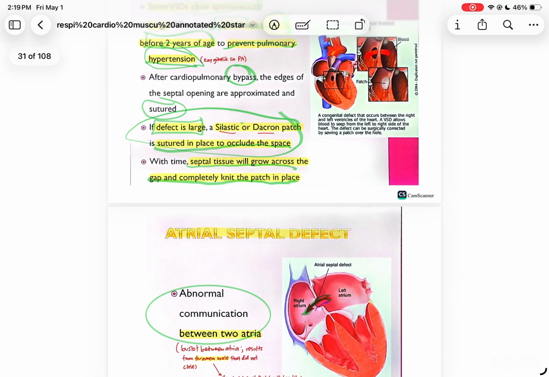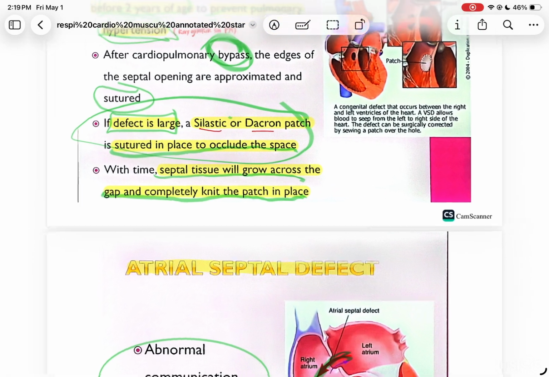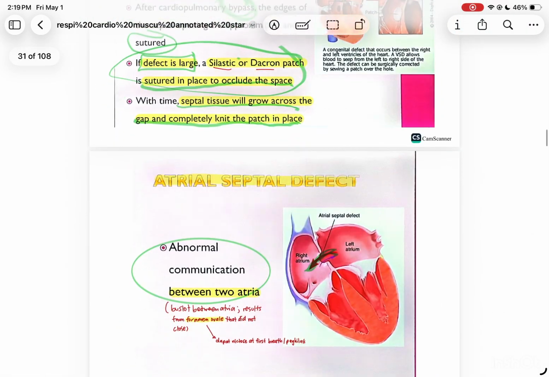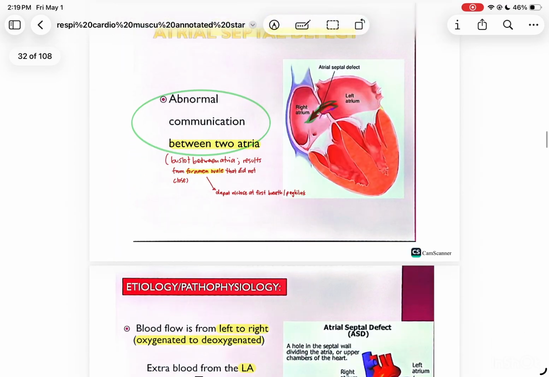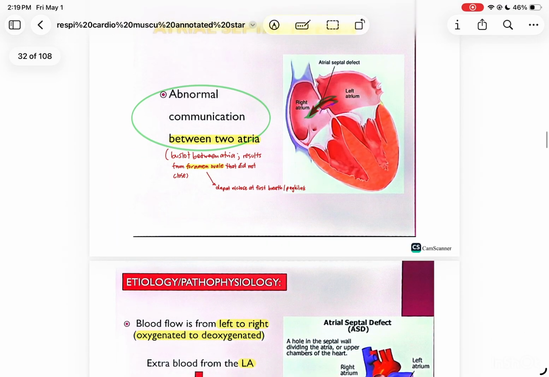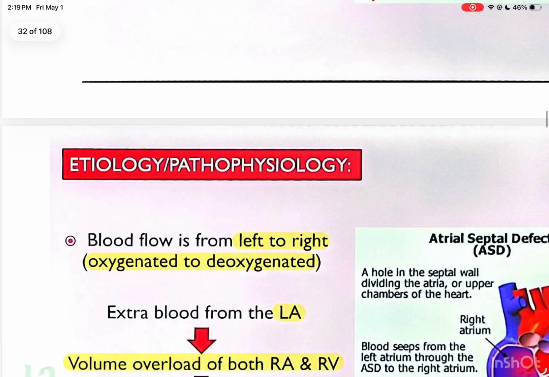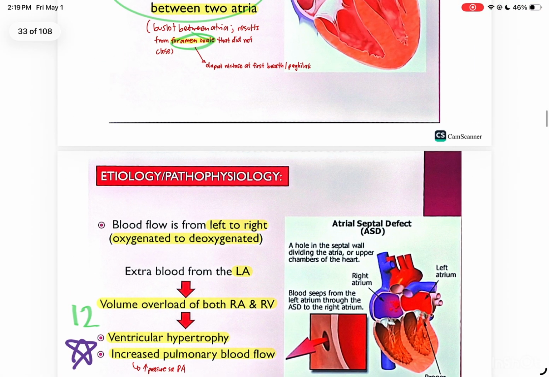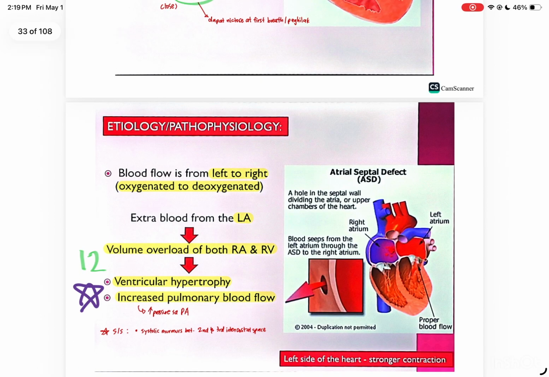So, atrial septal defect. Abnormal communication between two atria. Elastic dacron patch is sutured in place to occlude the space. If the defect is really big, that is what happens.